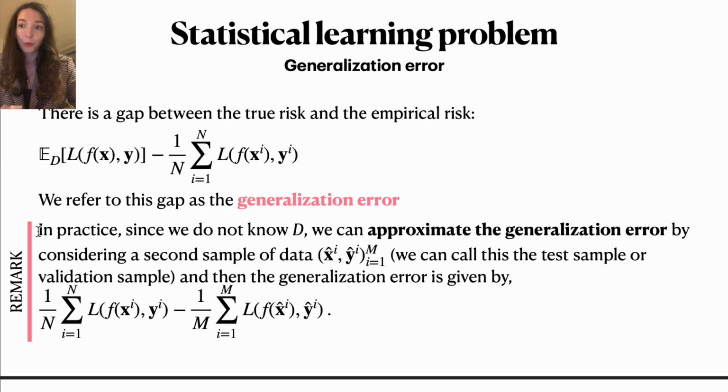In practice, we don't know the true data generating distribution D, which was the problem that we were discussing before. So how we can approximate the generalization error is by considering a second sample of data, some, in this notation, x hat, y hat, of which we assume we have capital M samples. And we use this kind of test or validation sample to approximate the generalization error. So instead of computing the distance between the true risk and the empirical risk, I'm now computing the distance between the empirical risk over one batch of data and the empirical risk over a second batch of data.